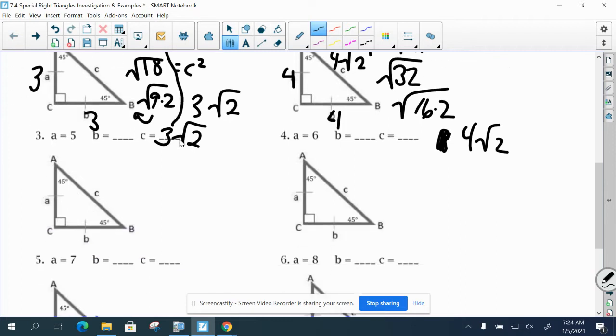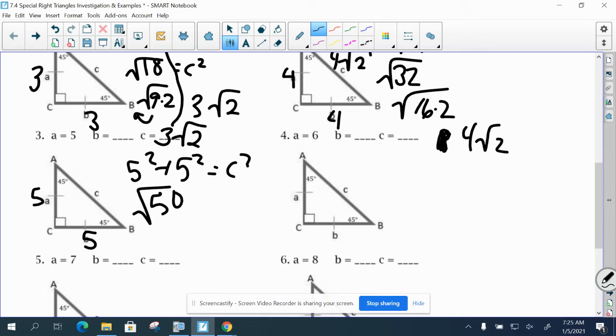You might be wondering if there's a pattern involved here. Let's do maybe one more to double check our pattern. Let's say that A is 5, so B is also 5. We'll do 5 squared plus 5 squared equals C squared. 25 and 25 make 50. Take the square root, break it up into 25 and 2. So the 25 comes out as a 5, and the 2 stays under. Okay, so it looks like we've got a pattern here.